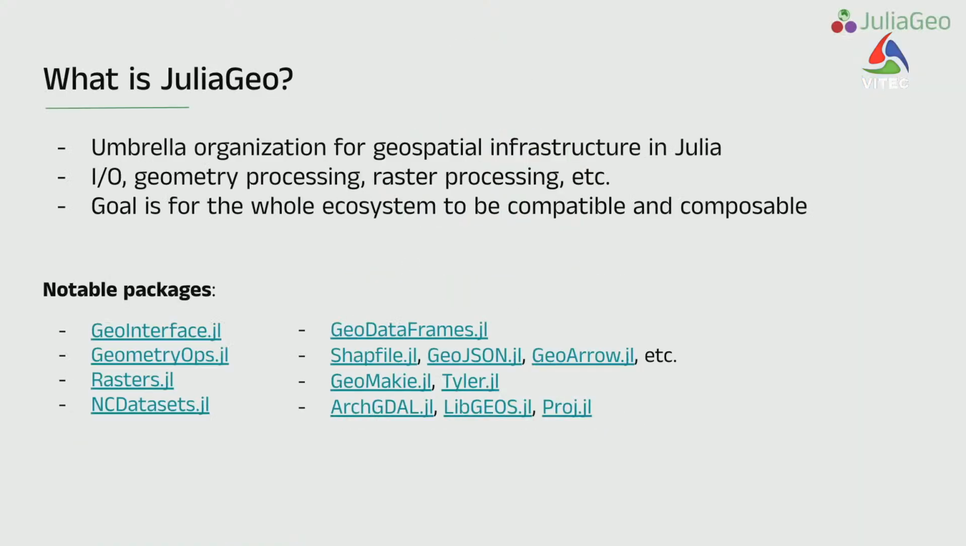JuliaEO is sort of this umbrella organization for geospatial infrastructure in Julia. So it's got I/O packages, geometry processing, raster processing. Raster is just gridded data like satellite images. The goal of this organization is that the whole ecosystem should be intercompatible and composable. You should be able to take a data structure from one package and put it in another package in a context that makes sense, and it should just work. Here are some notable packages, and I'll go over a bunch of those later. We have GeoInterface, GeometryOps, and Rasters, which are the quote-unquote flagship packages along with GeoDataFrames.